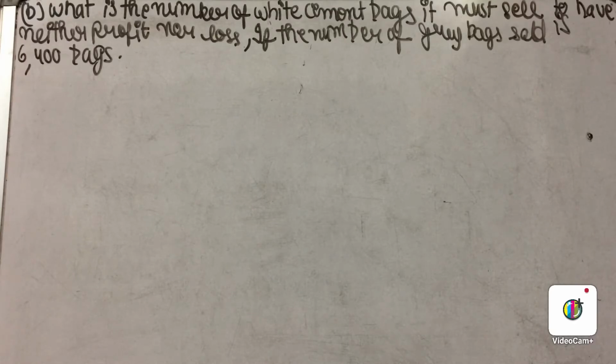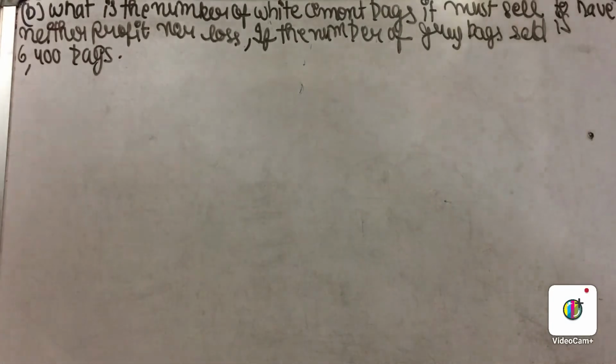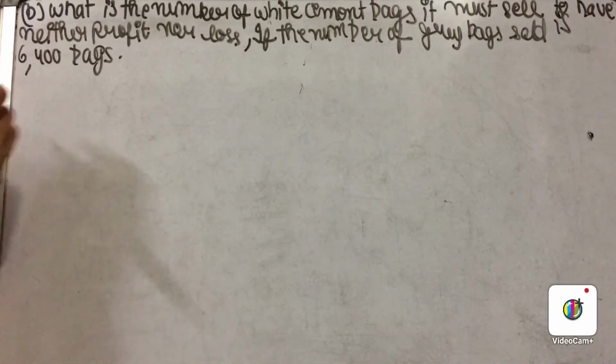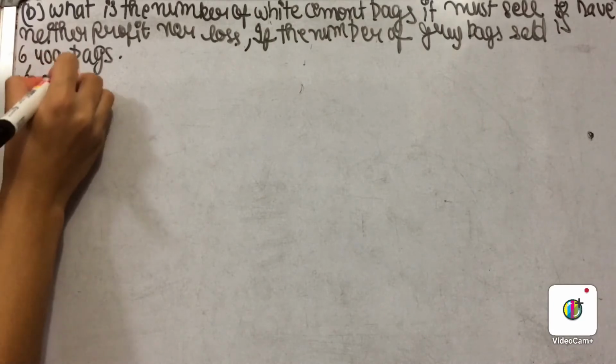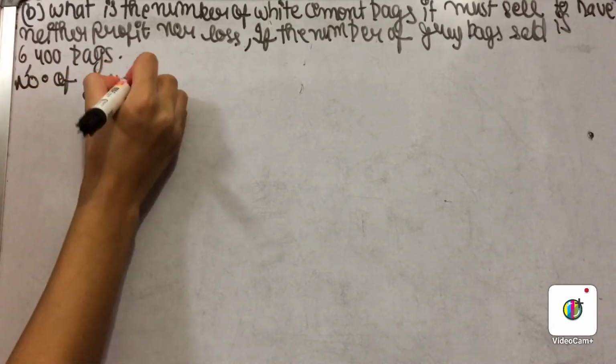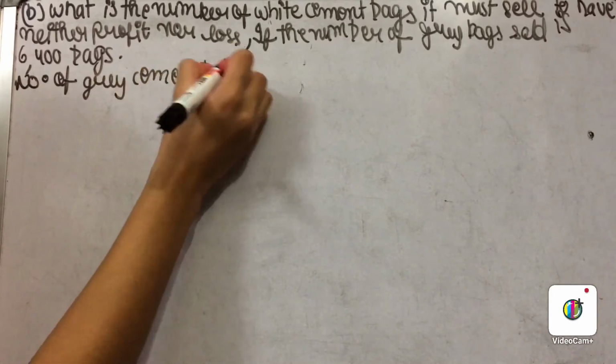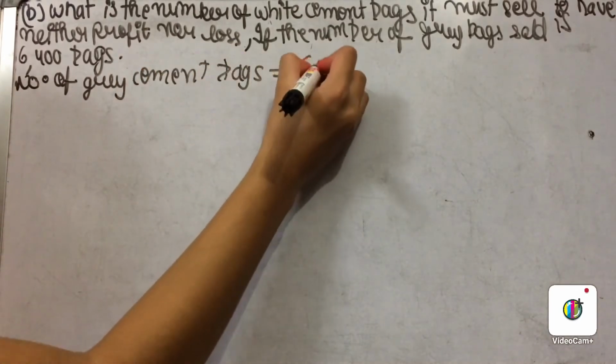Now you can see that the company made a loss of a lot of rupees. Now the company wants to make up for it, and here it is given that the number of grey bags sold is 6,400, then you have to find out the number of bags the company must sell to have neither profit nor loss. How would you find that? You would write here firstly what is given in the statement. You will write here number of grey cement bags. What are the number of grey cement bags? The number of grey cement bags are 6,400.